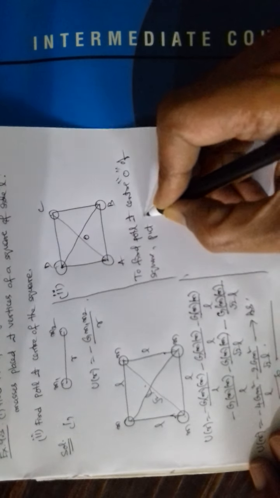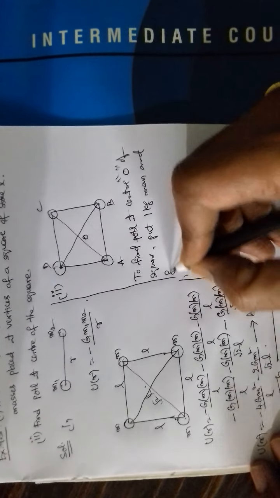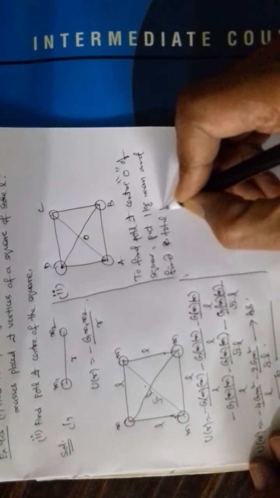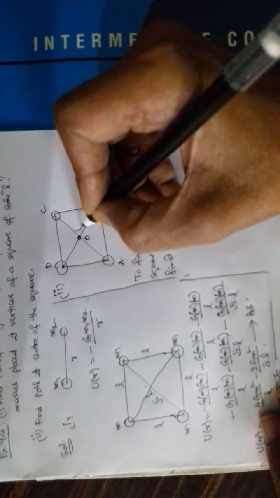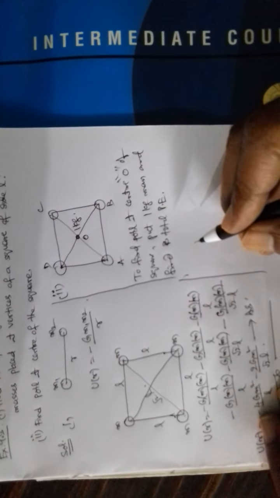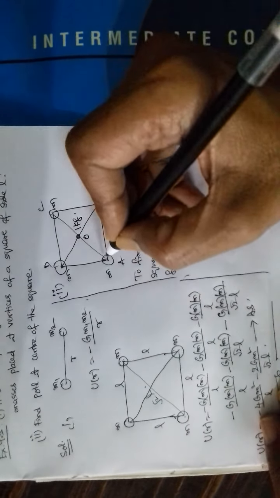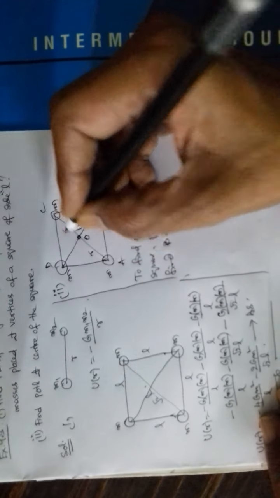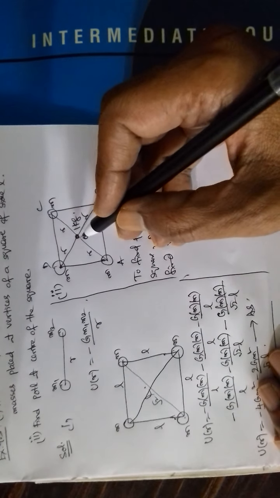put a 1 kg mass and find the total potential energy. That's all. Put here a 1 kg mass and find the total potential energy. This is m kg. This distance is, say, r. So now first let us consider this one.